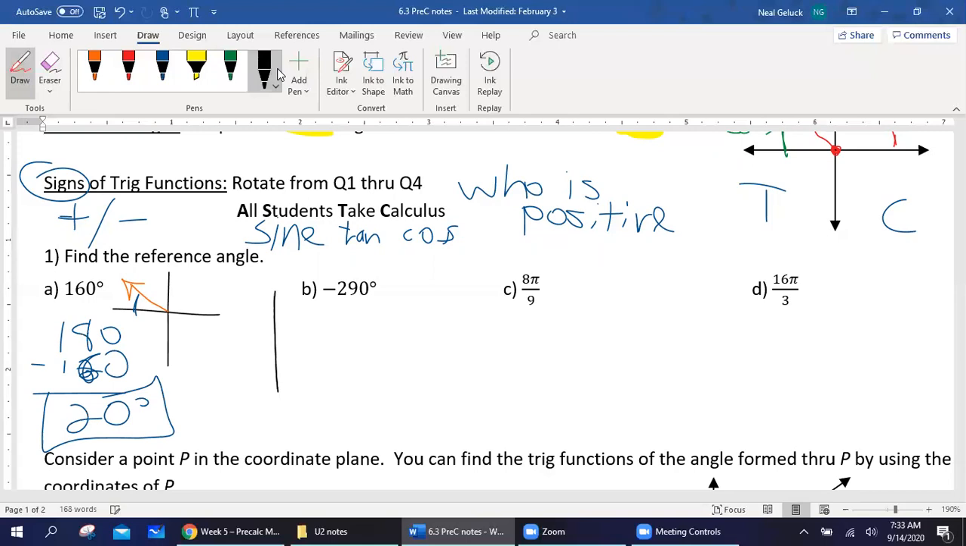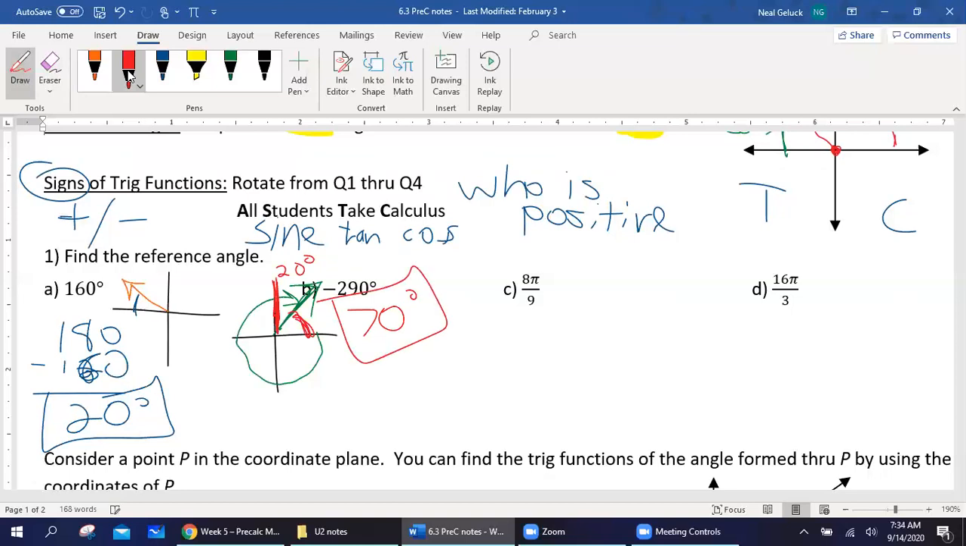Negative 290, well, that would rotate the other direction. If I think about it, 290, well, we've got 90, 180, 270. 290 would land me somewhere up here. My reference angle, again, is the acute angle to the x-axis. So ask yourself, all right, I went 20 degrees past the positive y-axis. I know that's 90 degrees total. That would leave me with 70 degrees left over.